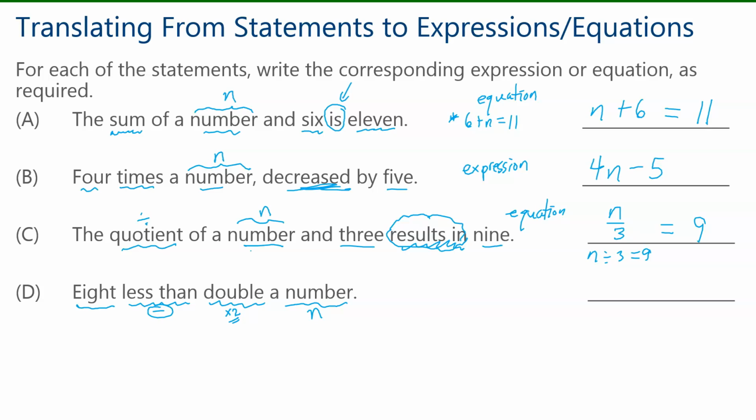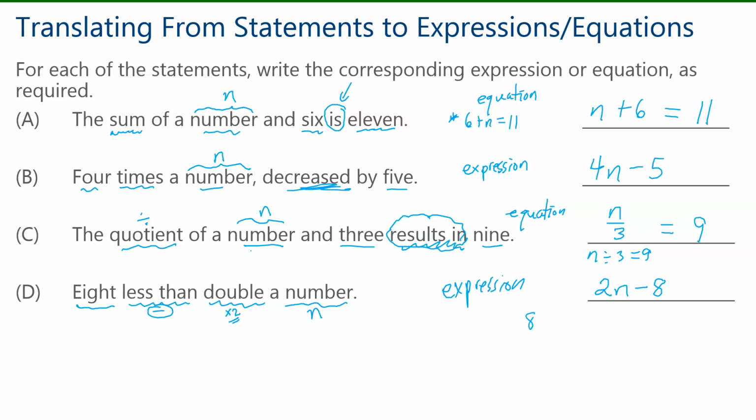The 8 less than part, even though those are the first words in our mathematical statement here, that part in our expression, this will be an expression because there's nothing there to indicate an equation, will have to come after the double a number. For double a number, the best way to write that is just 2n, meaning 2 times n, and then 8 less than that, subtract 8.